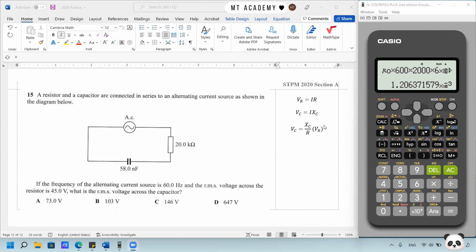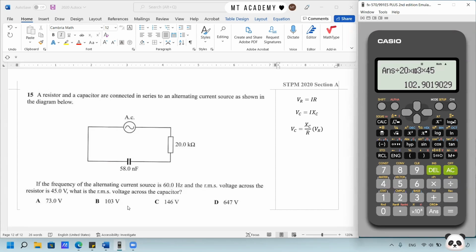multiplied by the voltage across the resistor. From here, we are going to determine the reactance of the capacitor, where we have the frequency as 60 Hz. So what we have is 1 divided by 2 pi f times the capacitance, which is 58 nano. So this is the reactance divided by the resistance, which is 20 kilo ohm. Multiply by the voltage across the resistor, which is 45 volt. And the final answer is 103 volt.